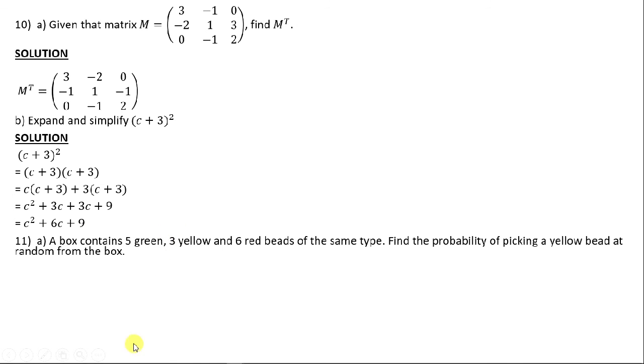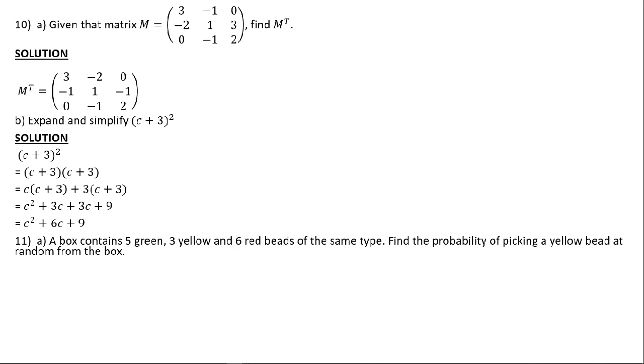We continue. A box contains 5 green, 3 yellow, and 6 red beads of the same type. Find the probability of picking a yellow bead at random from the box. When they say at random, it means it's not in any order. When you are looking for a probability, you have to find the favorable outcomes and the total possible outcomes. How many beads were in here? There were 5 plus 3, which gives us 8, plus 6, which gives us 14. Therefore, the total was 14.